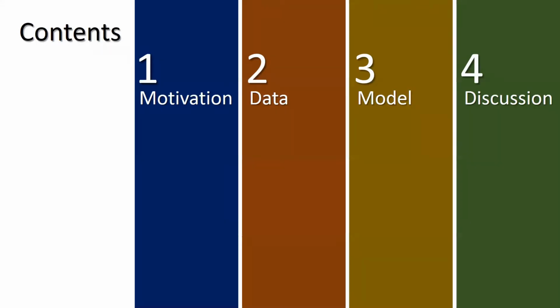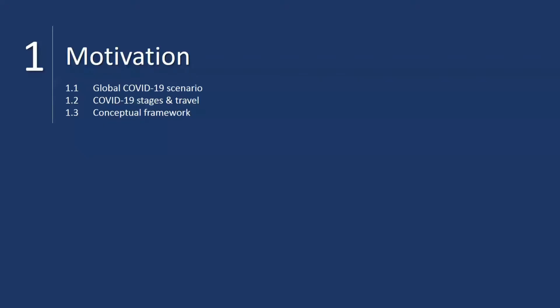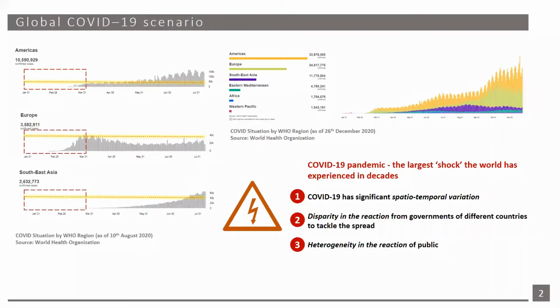Let's begin with motivation. In the beginning, we need to know why it is different for the Global South as compared to the rest of the world. The answer is on the left side of your screen. If you follow the chart, you'll observe that there has been significant spatio-temporal variation of COVID-19 infection. For example, in the period of January to March, when COVID-19 was spreading like wildfire in Europe and the Americas, the infection rate was significantly low in Southeast Asian countries.